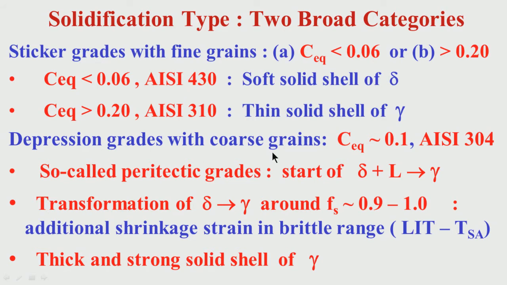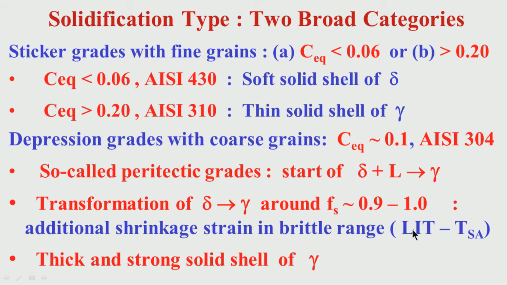Why is this happening? Because of the so-called peritectic grades. They start off near the beginning of the peritectic reaction, delta plus liquid equals austenite. Their chemistry is near the beginning of the peritectic chemistry range, around 0.1, or around 0.55 nickel equivalent by chromium equivalent. So they are the start of the peritectic chemistry.